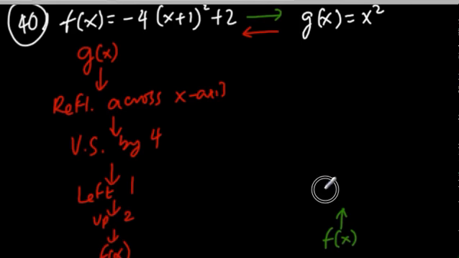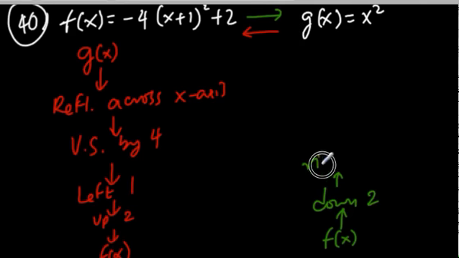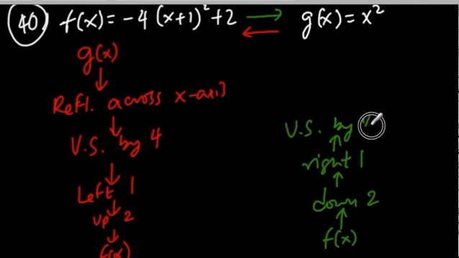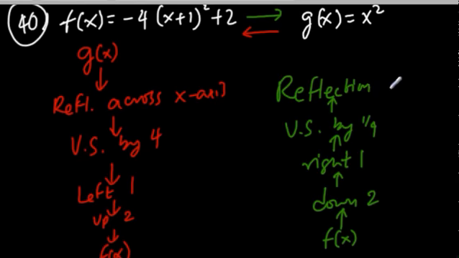So if it's up 2, then we go down 2. If we go left 1, then we go right 1. Vertical stretch by 4, so it's a vertical stretch by 1/4. And for the reflection across the x-axis, we just re-reflect. So it's not a reflection across y, it's just a reflection across x again. And that's how we end up with g. We're just going in the reverse order in order to get to g.